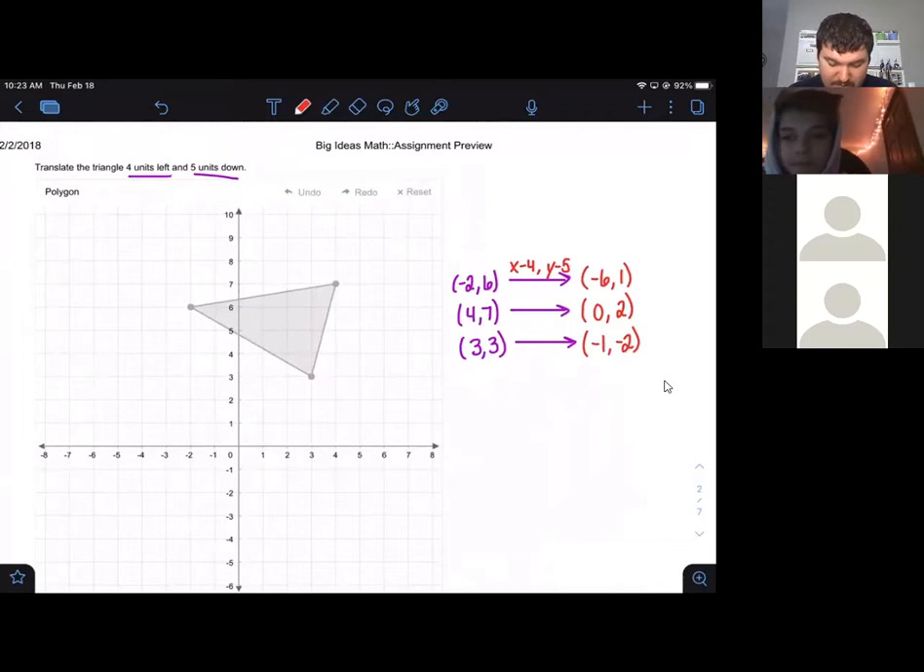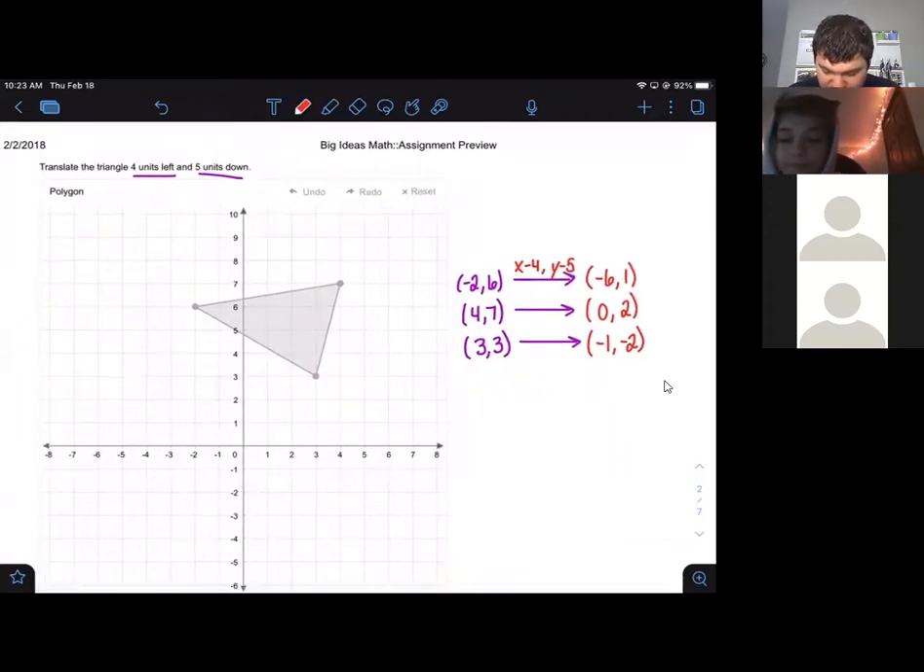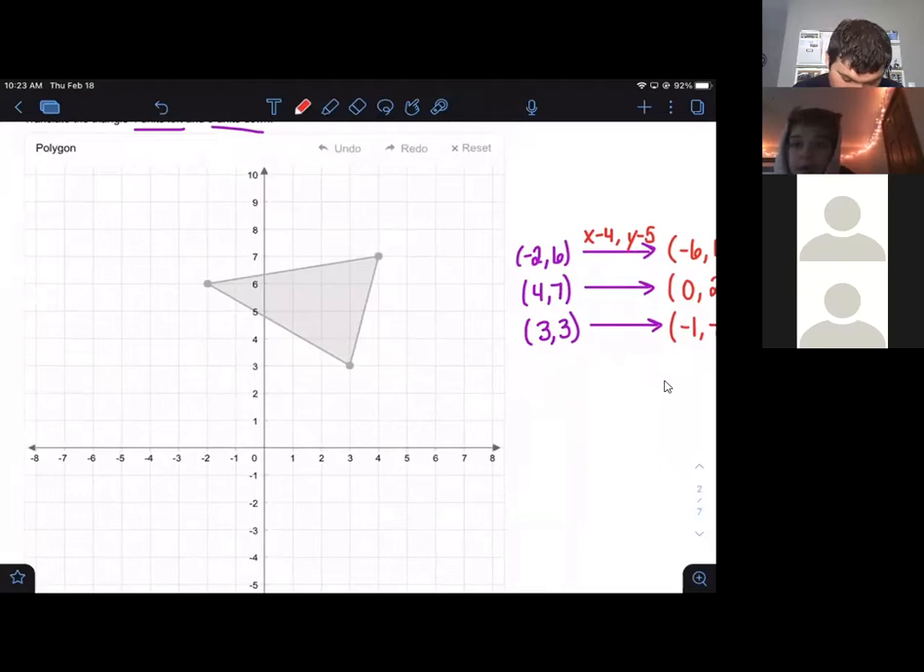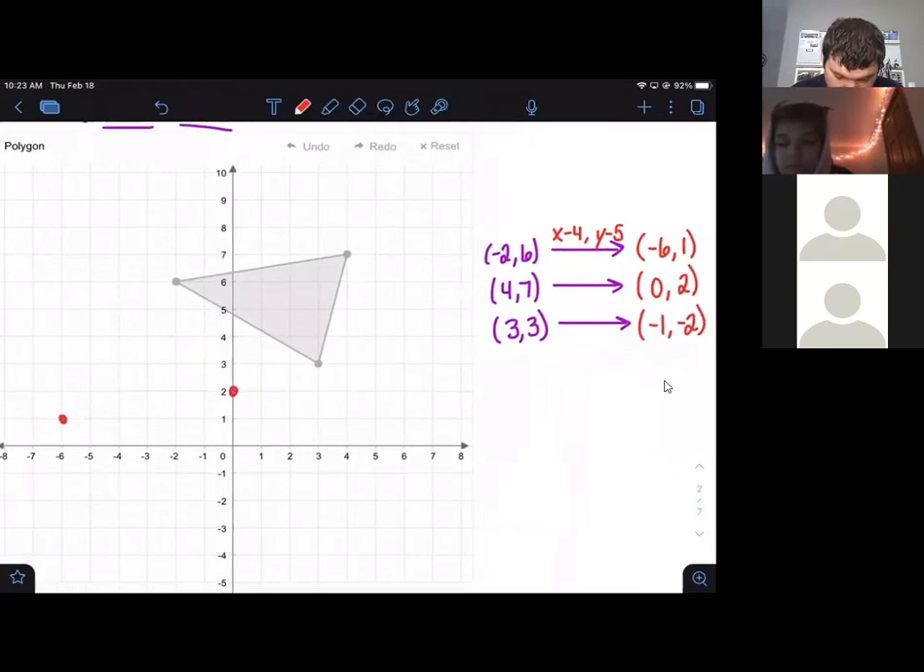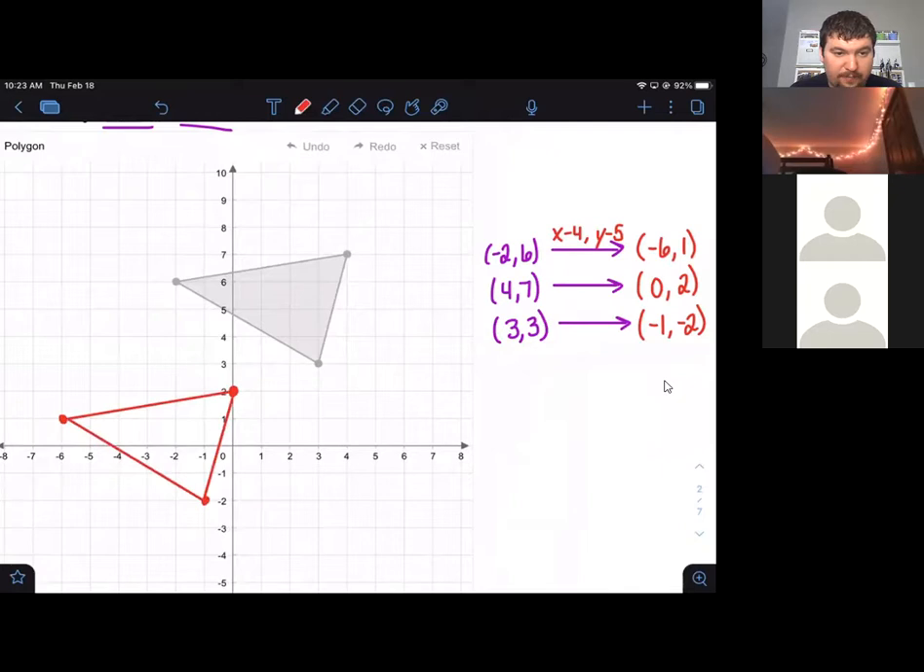So now we'll go ahead and graph those 3 points: -6, 1, right there, 0, 2 on the y-axis, and -1, -2. That should give me the same exact triangle, but moved 4 units left and 5 units down. If the triangle looks different, that means I moved one of the points too far or too little. If I could get it to connect, that'd be great, but it keeps not wanting to. There we go.